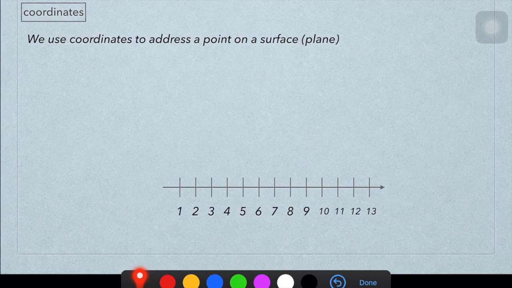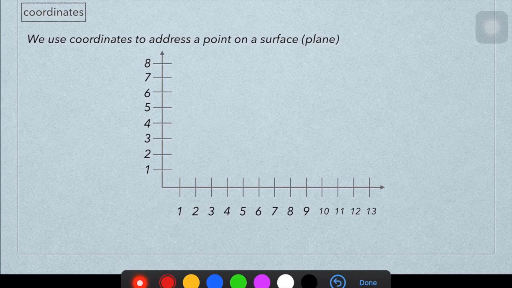We will need another vertical line. So this line is going to be scaled up just like the horizontal one. And of course, we're going to label it. Now everything is perfect. If my dot is here, I could say that it's on 9. Now, if my dot is here, I could easily address it because I have 2 axes.